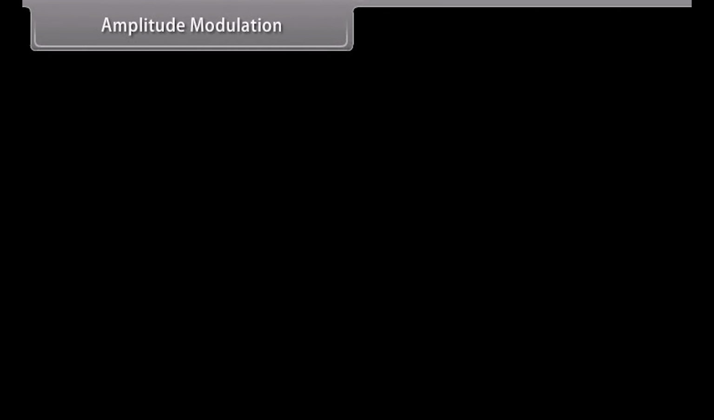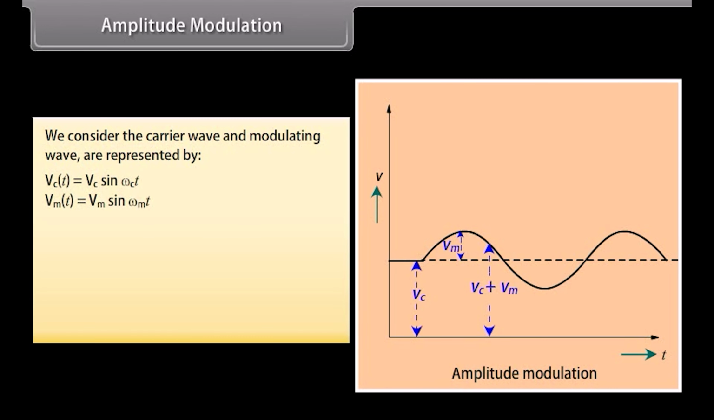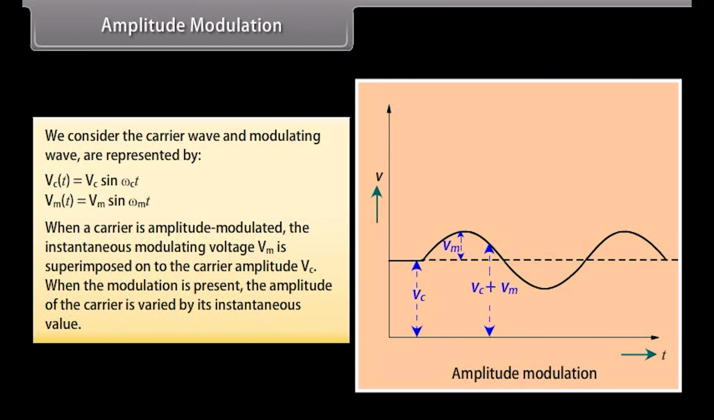Amplitude modulation. We consider the carrier wave and modulating wave are represented by vc(t) = Vc sin(omega c t) and vm(t) = Vm sin(omega m t). When a carrier is amplitude modulated, the instantaneous modulating voltage Vm is superimposed onto the carrier amplitude Vc.